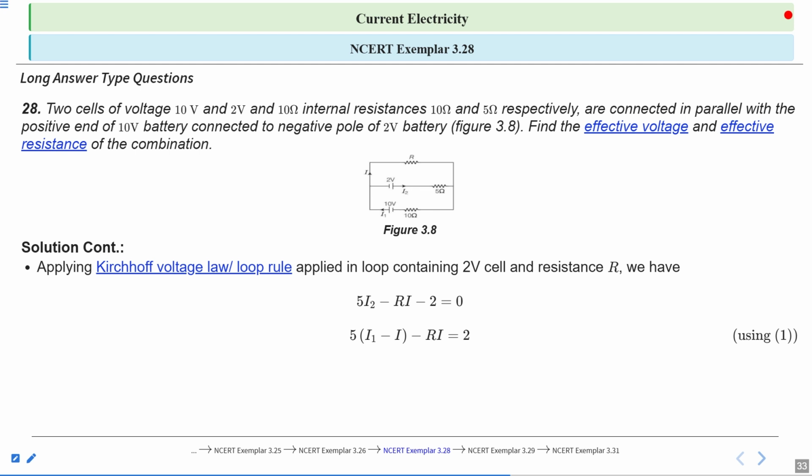After rearranging, put the value of I2 that we calculated in the first slide. I2 is equal to I1 minus I. Put the value of I2 in this equation using 1: 5(I1 minus I) minus RI equals 2. So 5I1 minus 5I minus RI equals 2. We are multiplying the whole equation by 2, so it becomes 10I1 minus 10I minus 2RI equals 4. Mark it as the third equation.